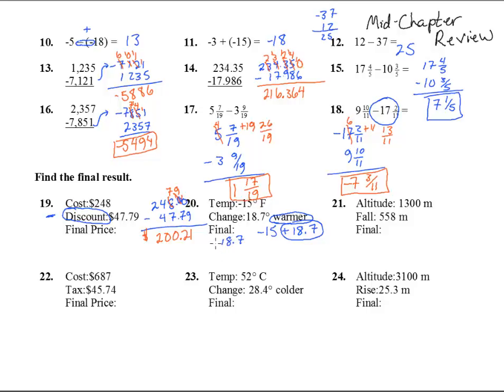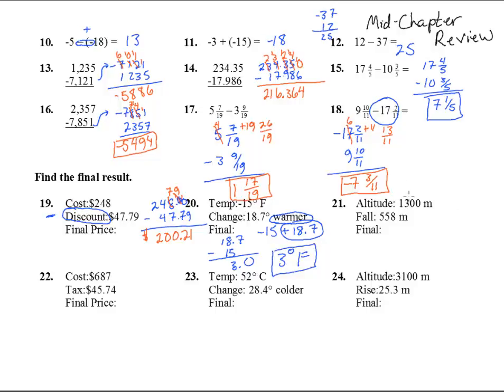18.7 and 15. Notice that started out as a negative. So 7 minus 0 is 0, and 18 minus 15 is 3. So we are at 3 degrees Fahrenheit now.